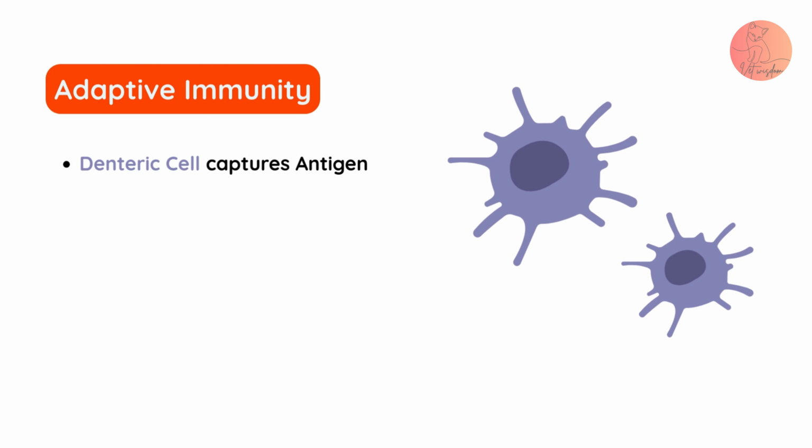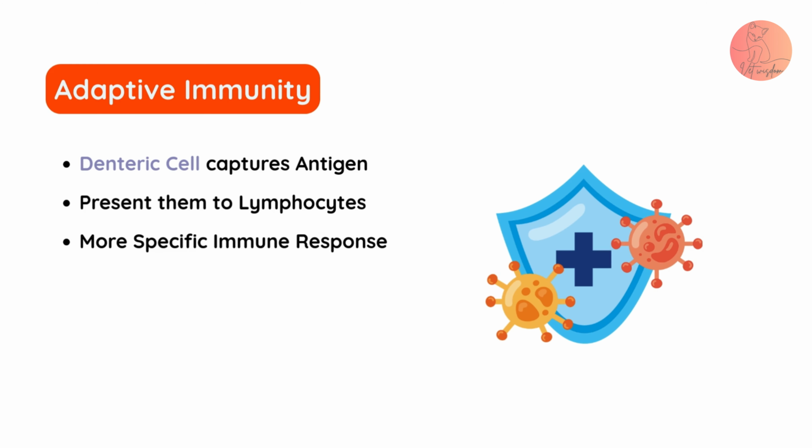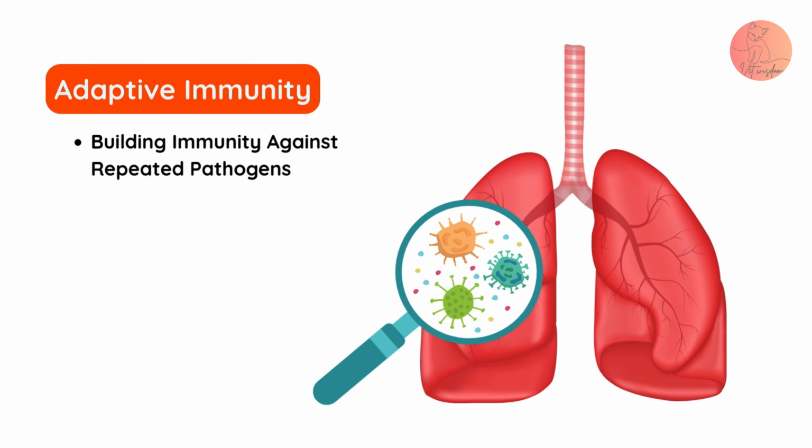Now moving to the adaptive immunity. The dendritic cells in the airway lining capture antigens and present them to lymphocytes, initiating a more specific immune response. This system is essential for building immunity against repeated exposure to respiratory pathogens.